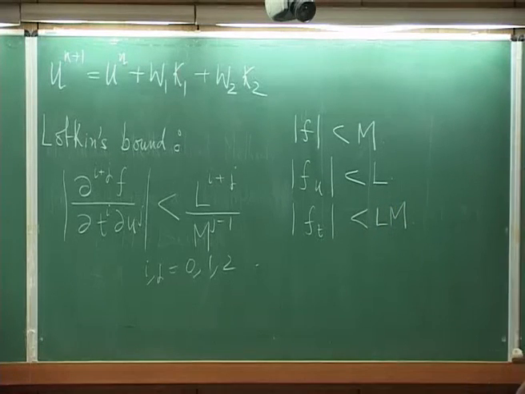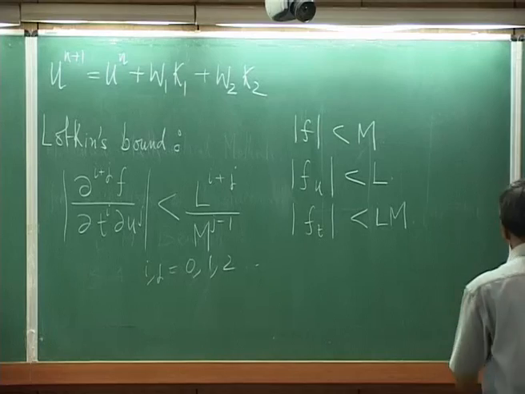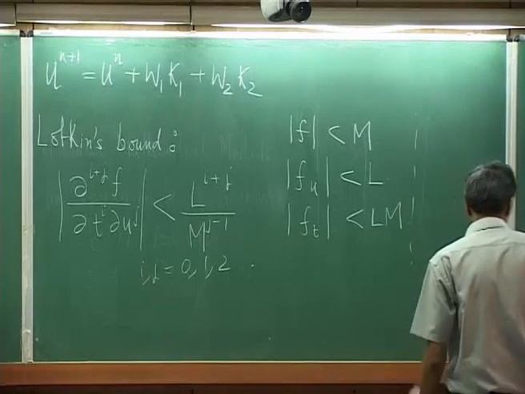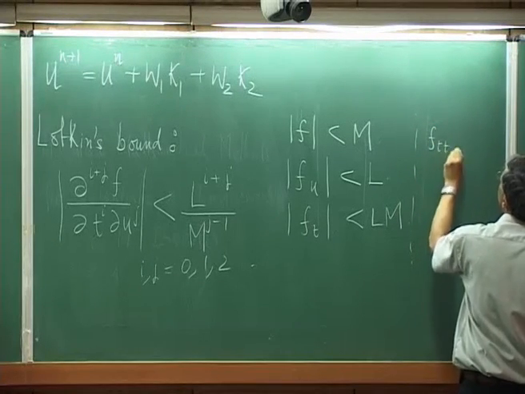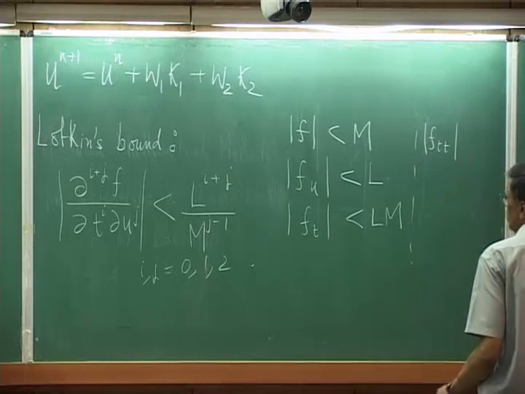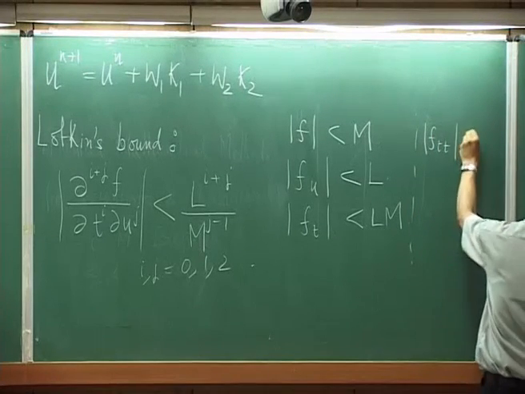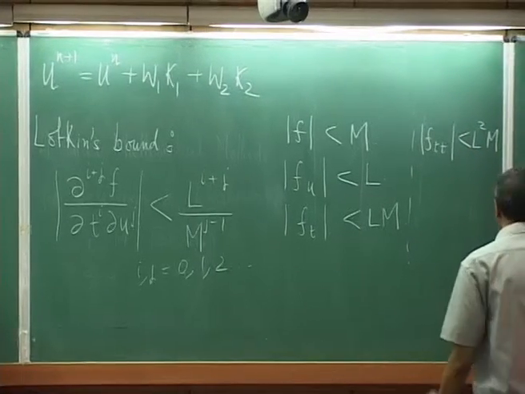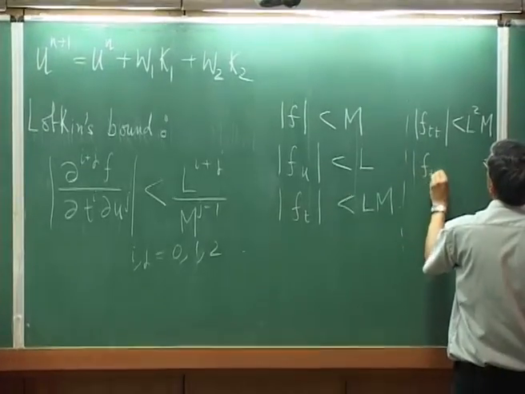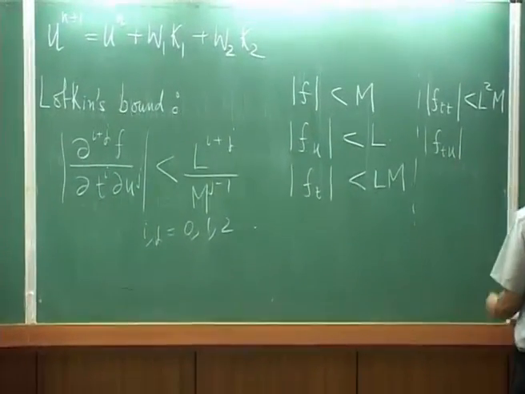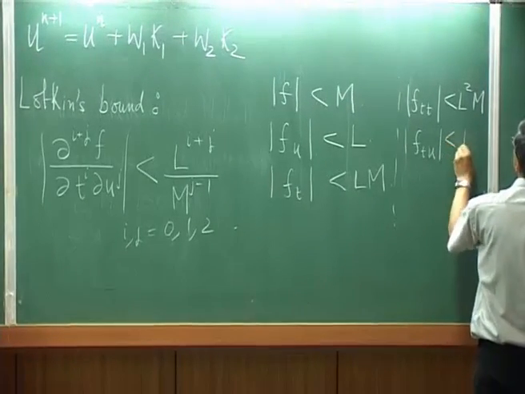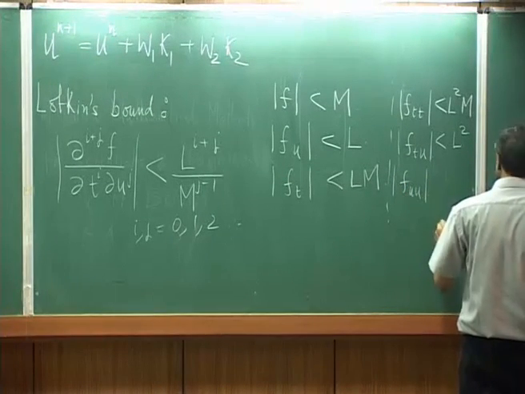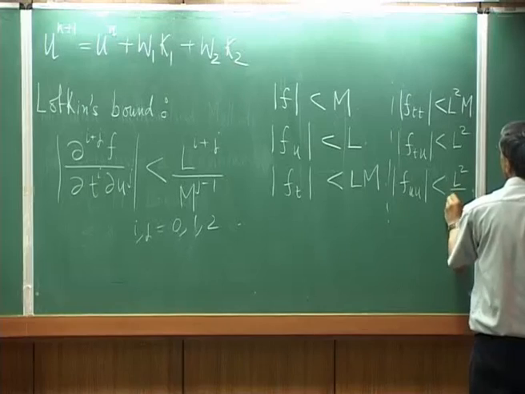So, f t would be similarly i equal to 1, j equal to 0, and that will give you this, and you could work out similarly the other relations. f t t, which is i equal to 2 and j equal to 0, would be bounded by L square M, and f t u would correspond to i equal to 1, j equal to 1, and that would be bounded by L square.